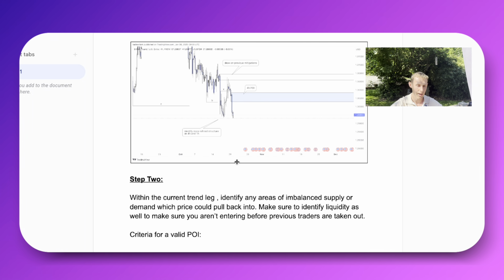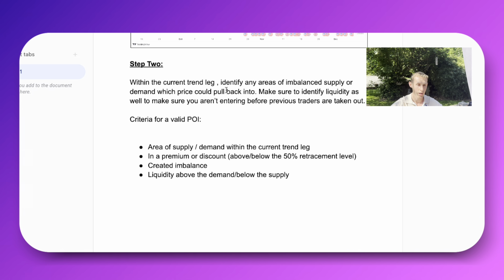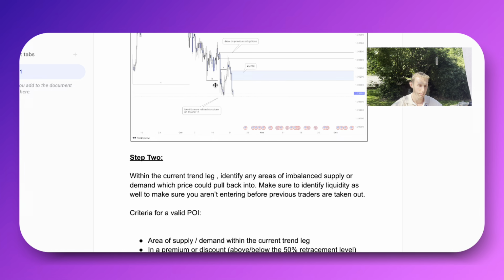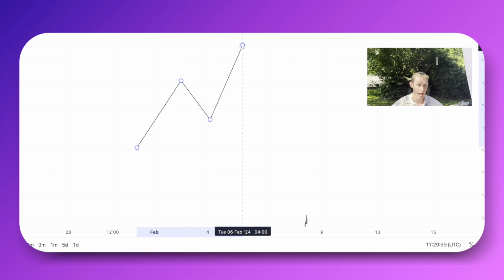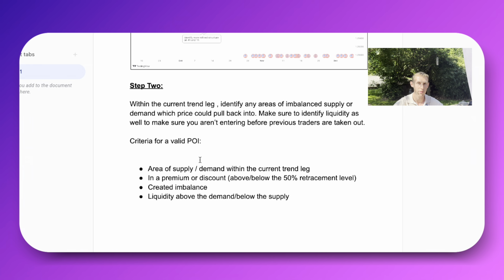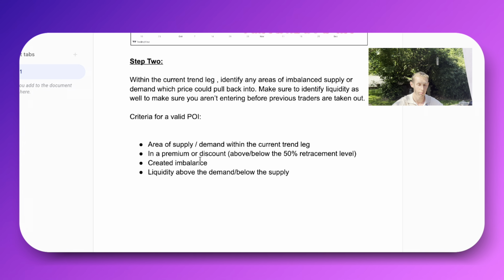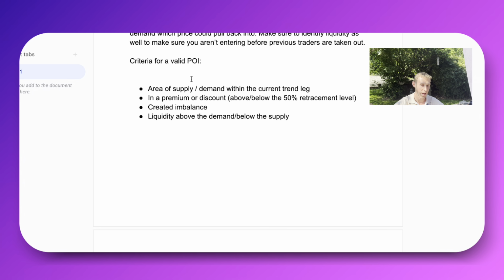Then step 2 is very simply just to identify a point of interest inside the current trend leg. So once again, if price is in this bullish trend, we're looking for it to retrace somewhere within this bullish leg into a valid point of interest. And for me, I've outlined the main criteria right here, but very simply, I'll leave this trading plan in the description, by the way, guys, completely for free, so you can read through it in more detail in your own time. But very briefly, this area of interest or point of interest is an area of supply or demand, or an area of previous liquidity.